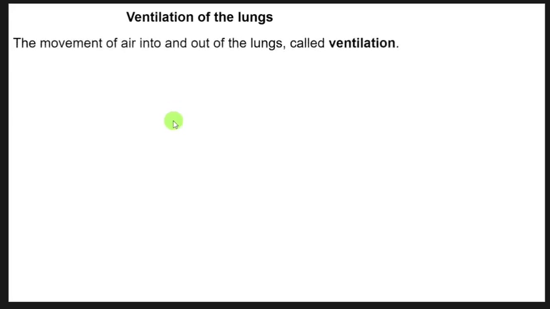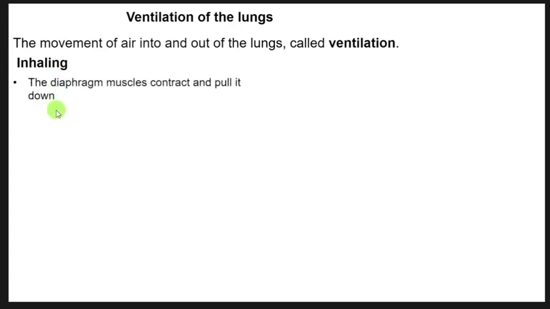So we are saying the movement of air into and out of the lungs is called ventilation. So breathing, in other words, is also called ventilation. Let's look at the first part, called inhaling or breathing in. What does it involve?